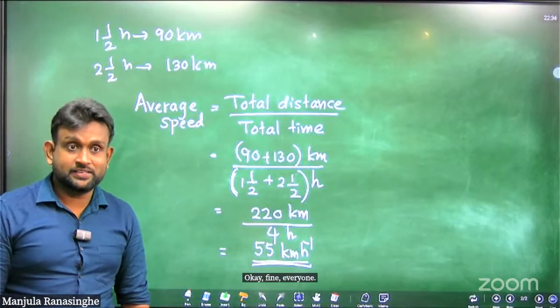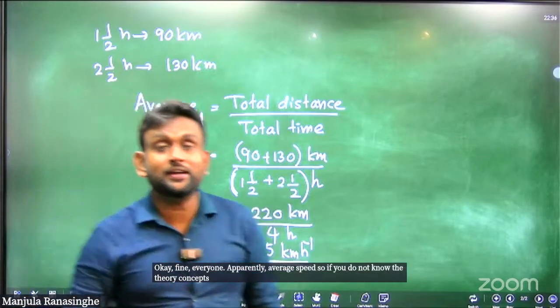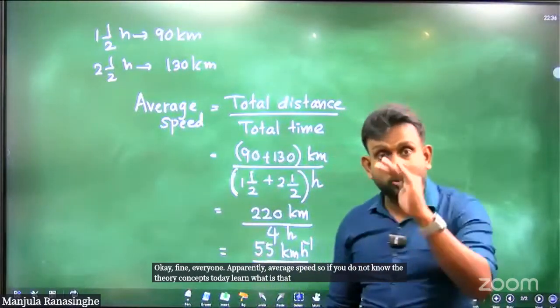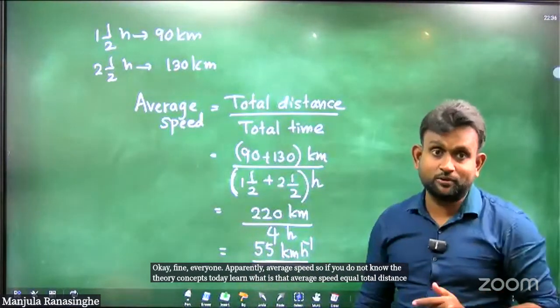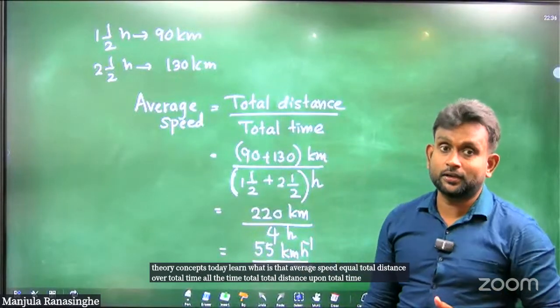Right. If you do not know the theory concepts, today learn what is that average speed: equal to total distance over total time. All the time, total distance upon total time. Okay, fine.